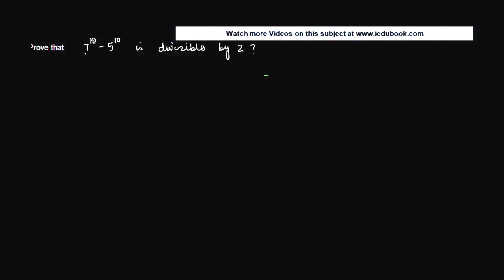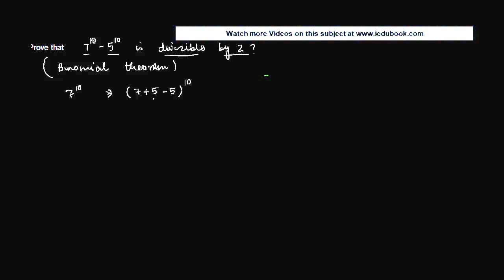Prove that 7 to the power 10 minus 5 to the power 10 is divisible by 2. Again, we are going to use the binomial theorem to prove this. Now you can write 7 to the power 10 also as 7 plus 5 minus 5 to the power 10.